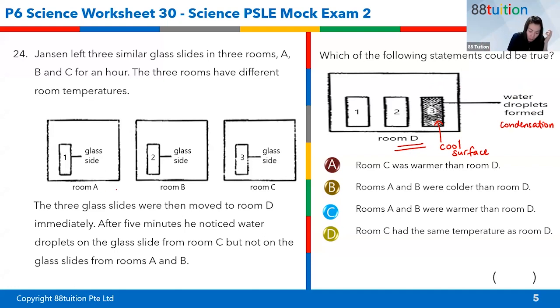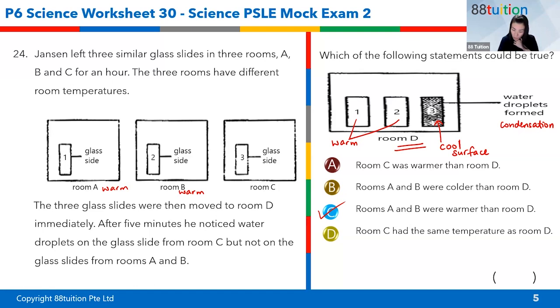So these two rooms, I will say that they are warm, all right, because there's no condensation taking place. So I can also say these two glass slides are actually warm compared to glass slide 3. And if we make this conclusion, of course, our answer will be C. Okay, so if you have gotten this wrong, I hope you understand now.